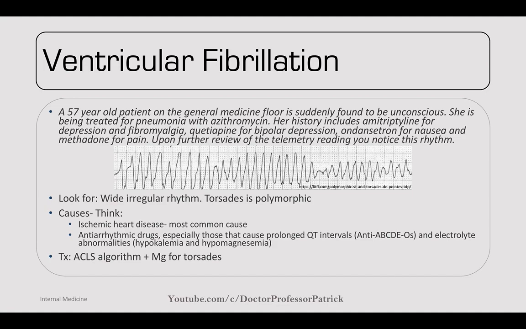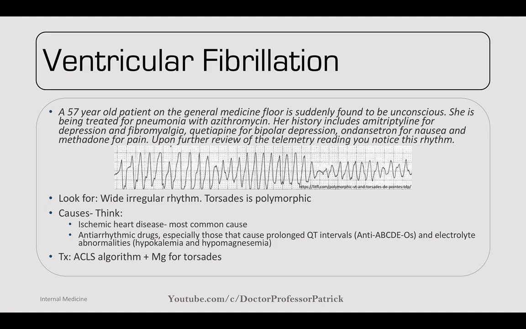So this patient in particular had a lot of the anti-ABCDEs and O. So your antibiotics, your antiarrhythmics, your antipsychotics, your antidepressants, your antiemetics, and then opioid medications can cause these abnormalities and cause torsades de pointes. So usually it's a multiple hit hypothesis, so you have to be taking 2 to 3 or more.